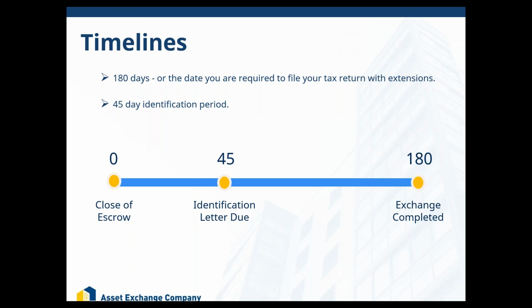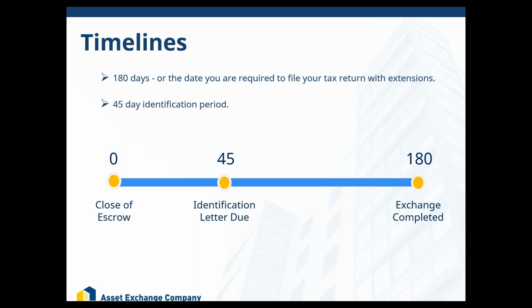Now, the first 45 days of the 180 days is what's referred to as the identification, or ID, period. Basically, what that means is you must identify any potential property or properties you want to buy. Now, none of those properties even need to be under contract. You just have to identify any potential properties you want to buy. That's something else that we're going to assist with, right? We're going to provide the client a form. Now, we refer to it as the identification ID letter.